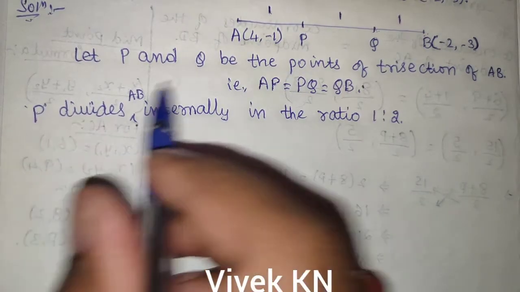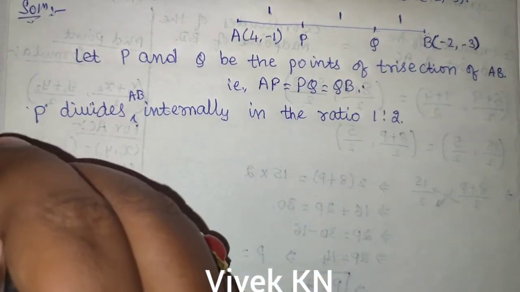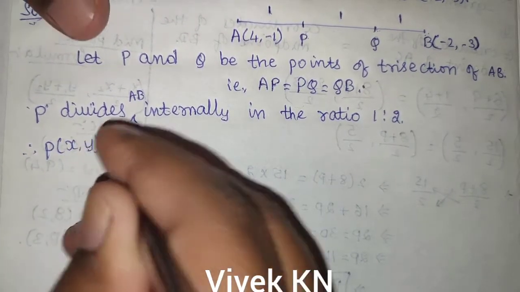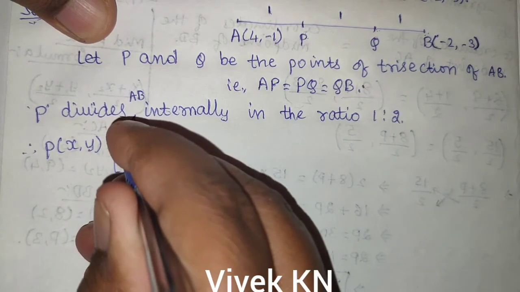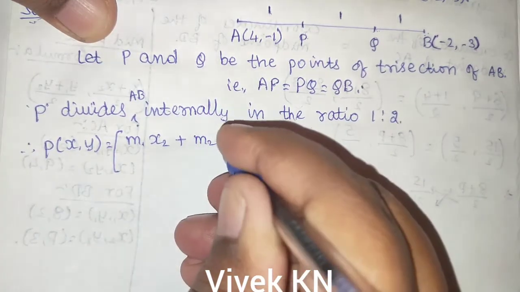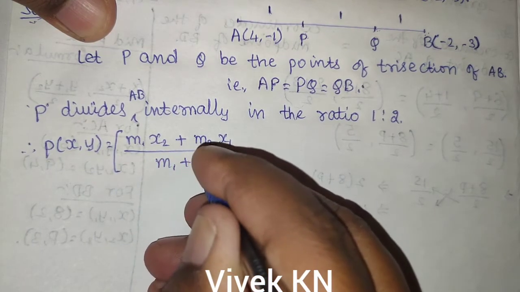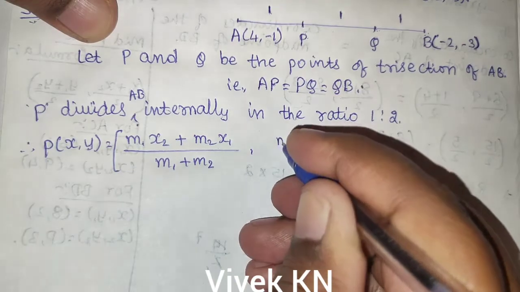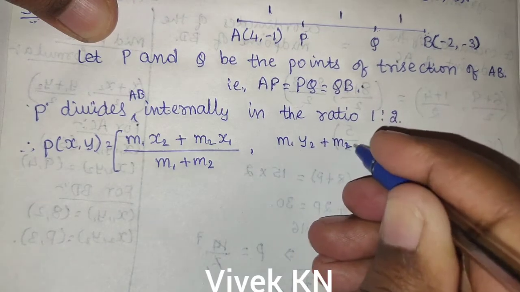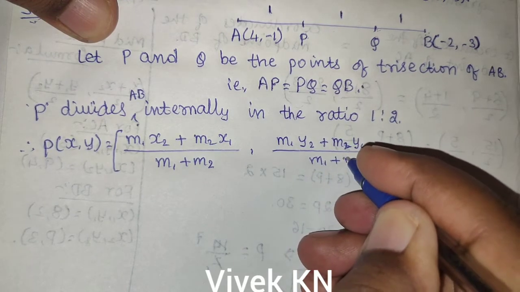So now let us calculate the coordinates of the point P by using the section formula. Therefore, the section formula is given by (m1x2 + m2x1) divided by (m1 + m2), comma, (m1y2 + m2y1) divided by (m1 + m2).